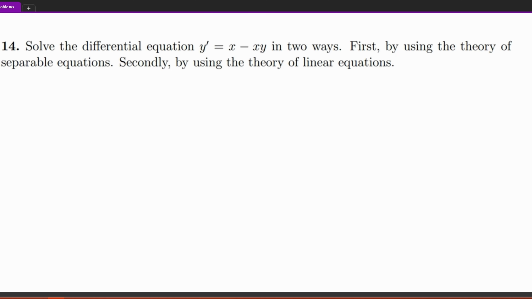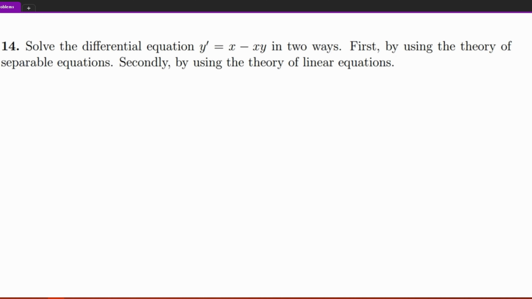Solve the differential equation in two different ways. First, by using the theory of separable equations, and then using the theory of linear equations. So first we'll do separable, and to do separable, let's expand this a little bit.